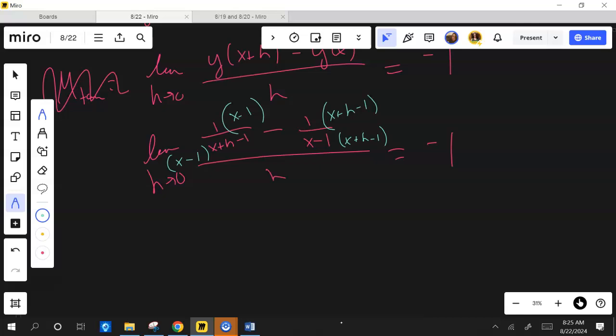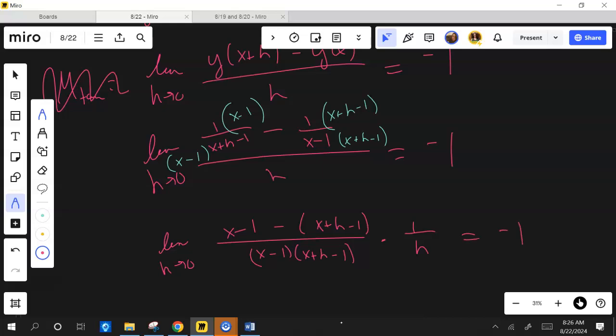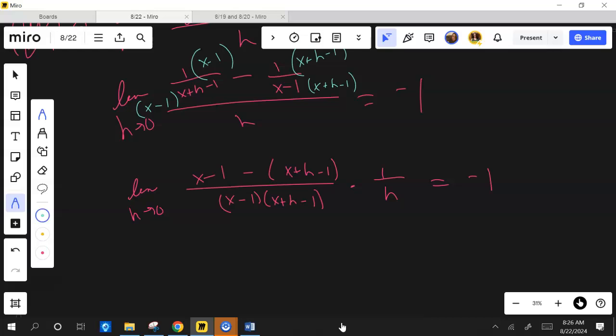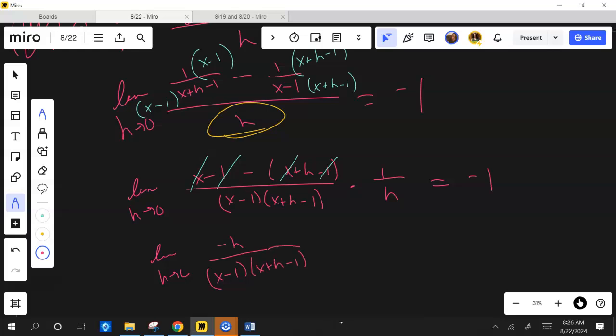It's a quadratic. It's not a rational. All right, so I've got the limit as h goes to 0 of x minus 1 minus x plus h minus 1 over that common denominator. And I'm going to go ahead and do 1 over h. All this equals negative 1. Well, I've got to solve it for x. Up top, the x's are going to cancel. I've got negative 1 minus negative 1, which is going to cancel. This h that was in the bottom. All right, so I've got the limit as h goes to 0 of negative h over x minus 1, x plus h minus 1 times 1 over h.